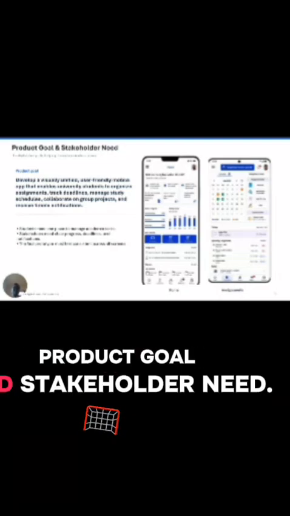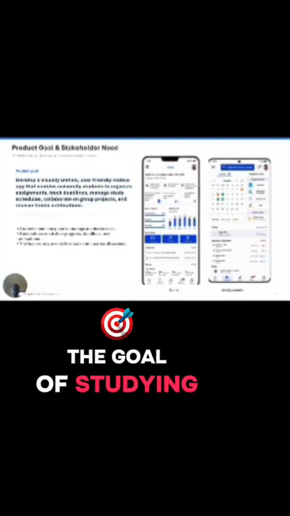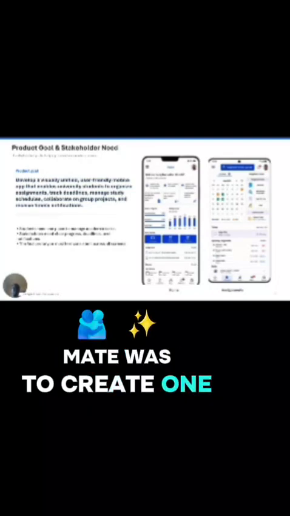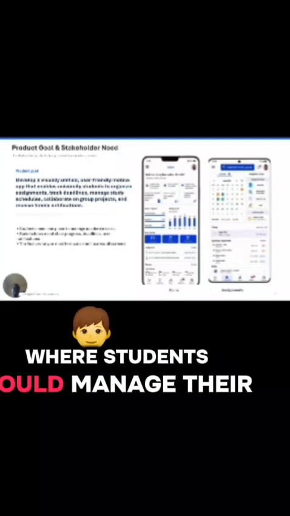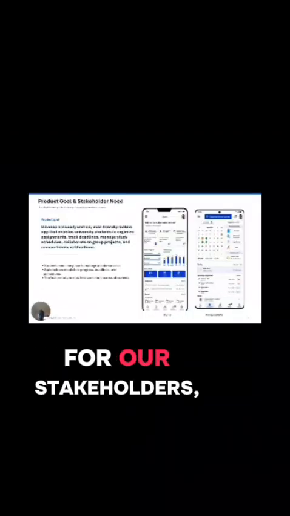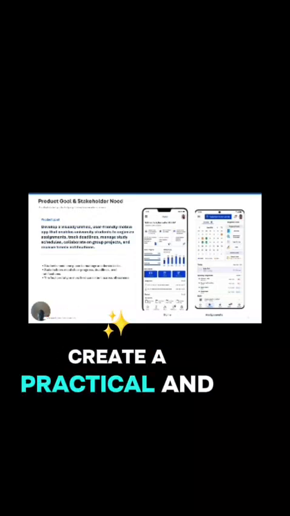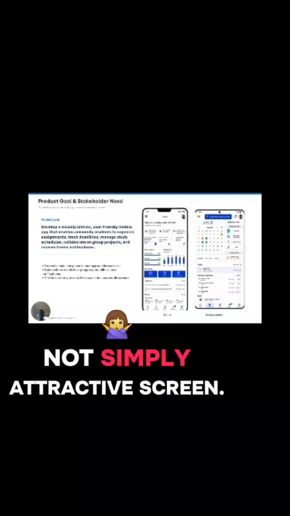Product goal and stakeholder need. The goal of StudyMate was to create one unified platform where students could manage their academic responsibilities. For our stakeholders, the goal was to create a practical and easy to use experience, not simply an attractive screen.